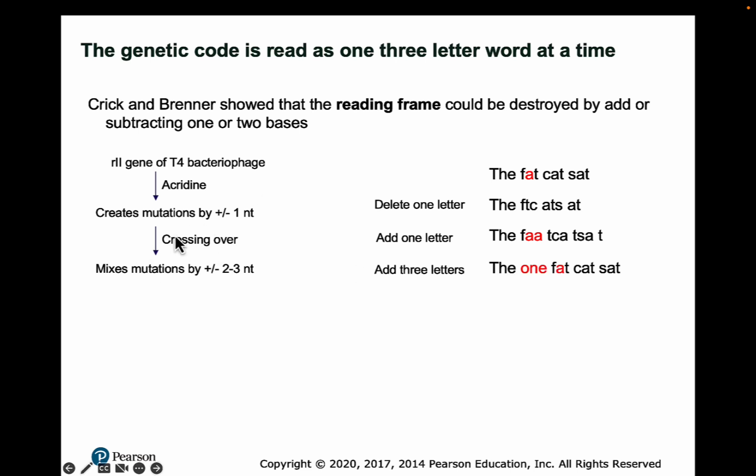But then they did these really smart experiments where they crossed over different mutant viruses, and this mixed the mutations. And so now the sequence was either plus or minus 2 or 3 nucleotides. And so when it was plus or minus 2 nucleotides, the sentences would still be gibberish. But if 3 nucleotides in this case were added, we had a reading frame back intact. And so this would be an example of another 3-letter word being inserted here. So the one fat cat sat. So we're back in the reading frame.